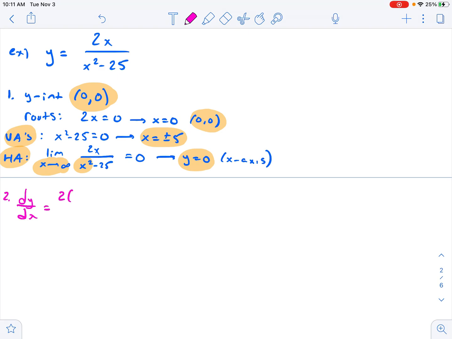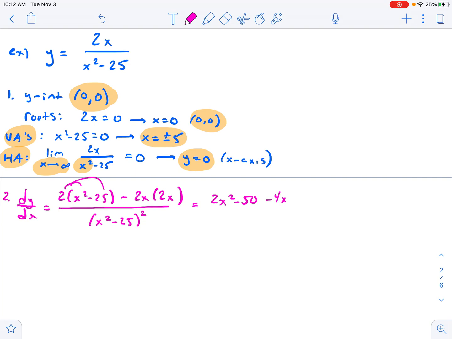So we do have to use the quotient rule here, okay? Derivative of the top is 2 times the bottom minus the derivative of the bottom is 2x times the top all over the bottom squared. I'm going to clean the numerator up. And cleaning up the numerator, we're looking at negative 2x squared minus 50 over x squared minus 25 quantity squared.